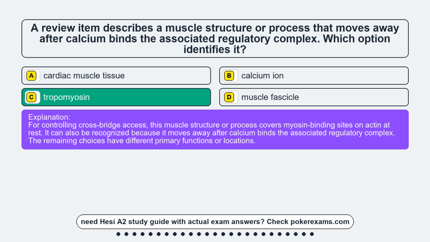For controlling cross-bridge access, this muscle structure or process covers myosin-binding sites on actin at rest. It can also be recognized because it moves away after calcium binds the associated regulatory complex. The remaining choices have different primary functions or locations.